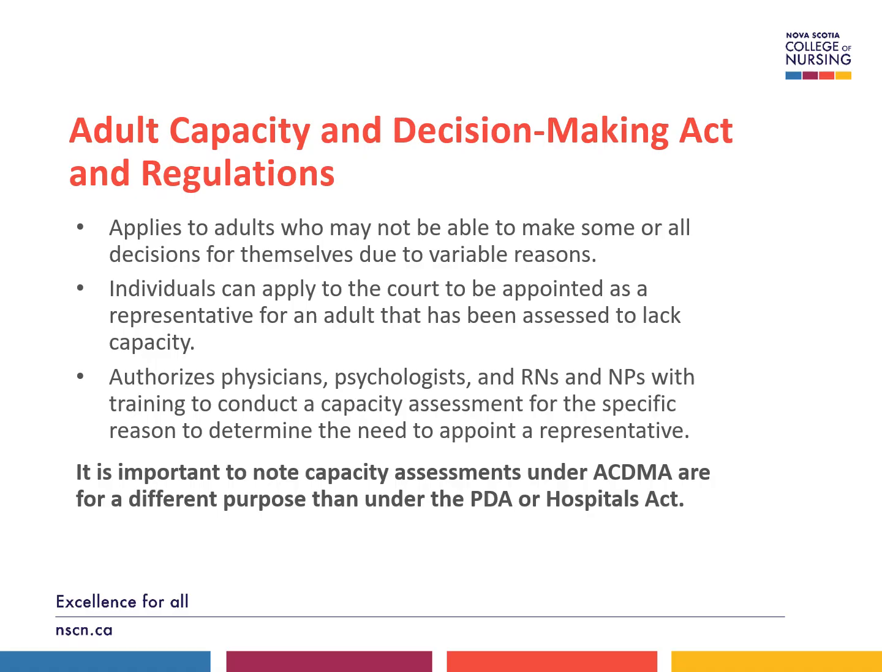Let's now discuss how the Adult Capacity and Decision-Making Act and Regulations authorizes capacity assessments. The Adult Capacity and Decision-Making Act and Regulations apply to adults who may not be able to make some or all decisions for themselves due to temporary or permanent learning disabilities, mental health conditions, brain injuries, or other health issues. According to the ACDMA and regulations, an individual can apply to the court to be appointed as a representative for an adult who has been assessed to lack capacity to make decisions for themselves in one or more areas.